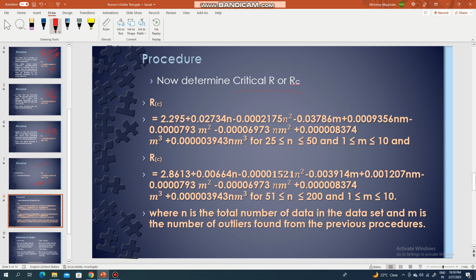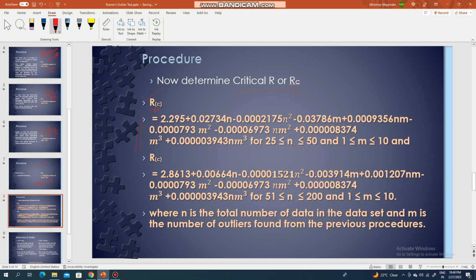So you have to calculate critical R. This is a large formula, but it is easy to remember. So RC, the critical R, can be determined by this formula, if the total number of data points is within 25 to 50 and the total number of outliers that we have assumed is 1 to 10. So for our example, we will calculate the RC with the help of this formula.